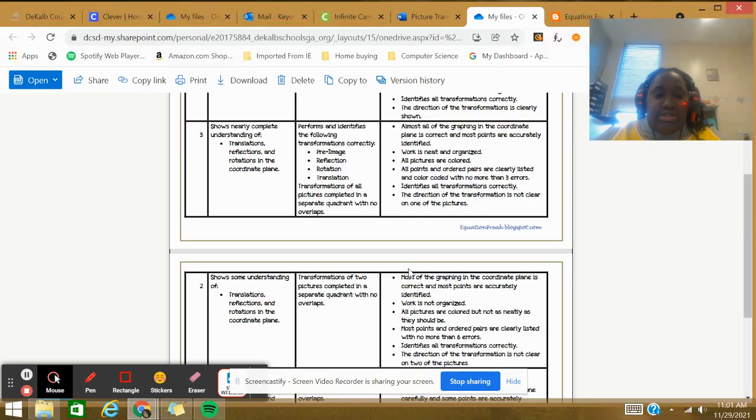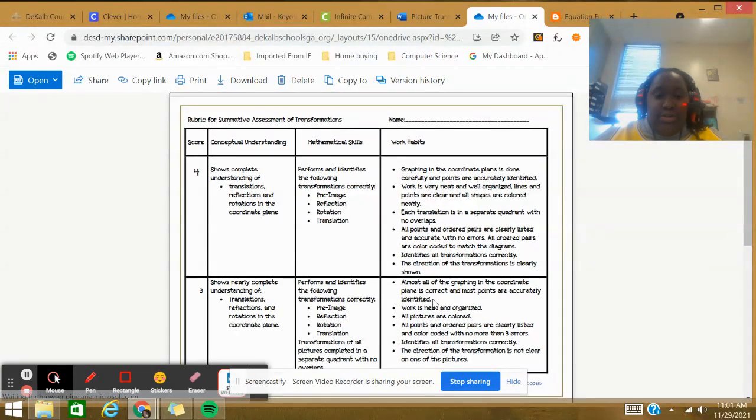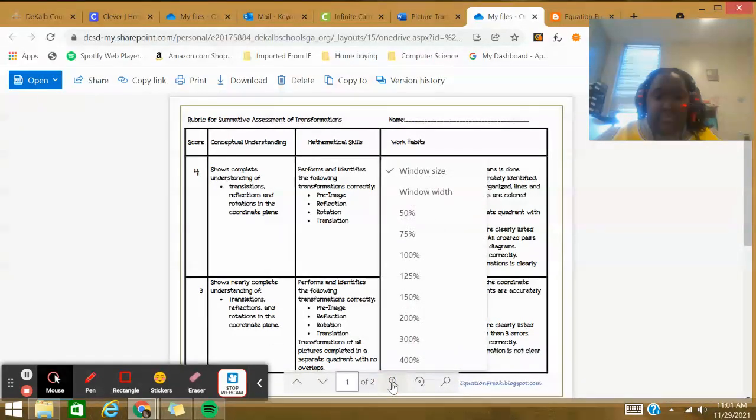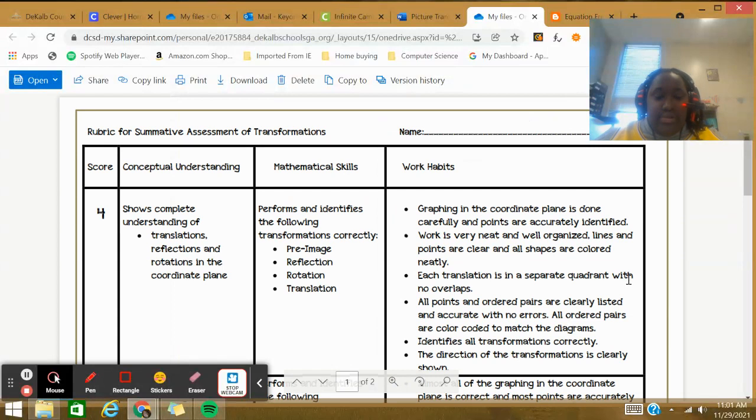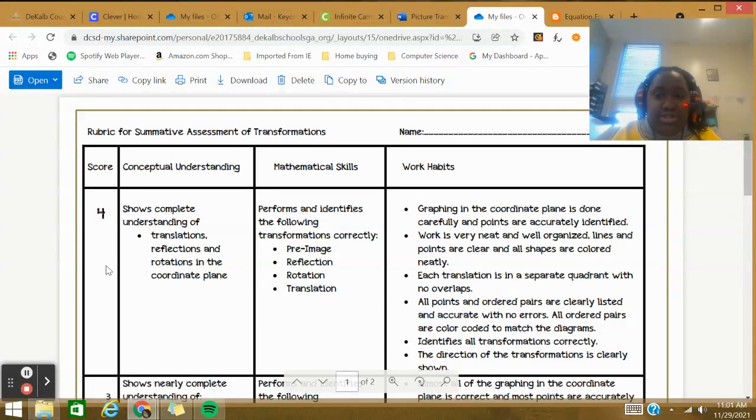So it's graded on the scale 0 through 4. Hopefully, everybody wants to shoot for a 4. I'm going to blow this up. All right, so for a 4, which is 100%, you show complete understanding of translation, reflection, rotation, and the coordinate plane. The mathematical skills that you performed and identify the following transformations correctly.